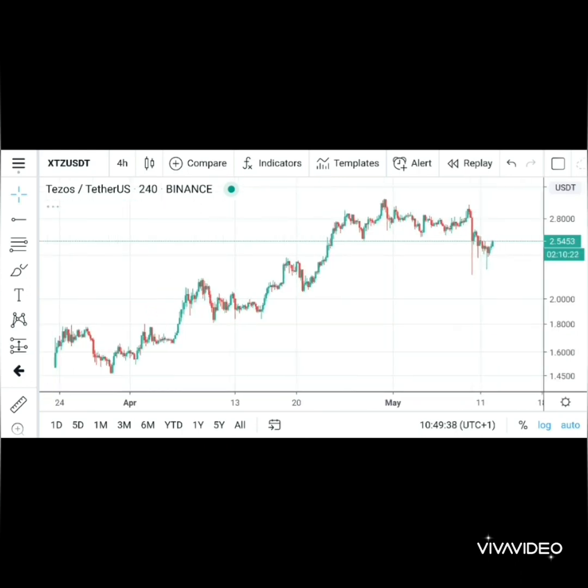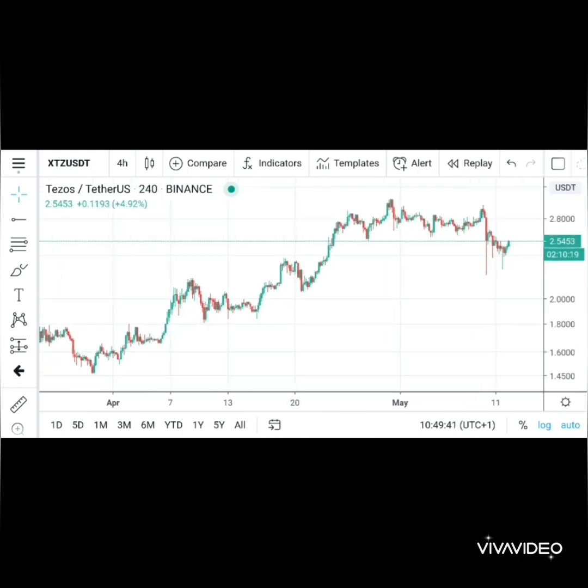So that's it. Let me go through the various things you have over here. You have where you see your currency pair. You can see Tezos Theta US, that is USDT, and the exchange we are viewing it on right now is Binance. And over here you can see the percentage change in 24 hours, and the current price in US dollars.